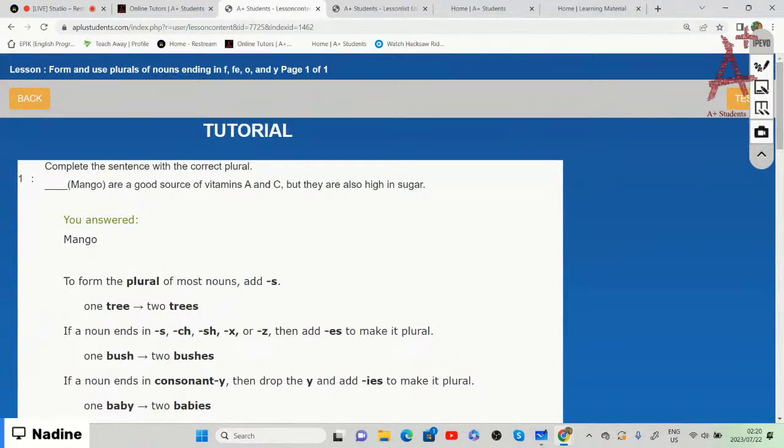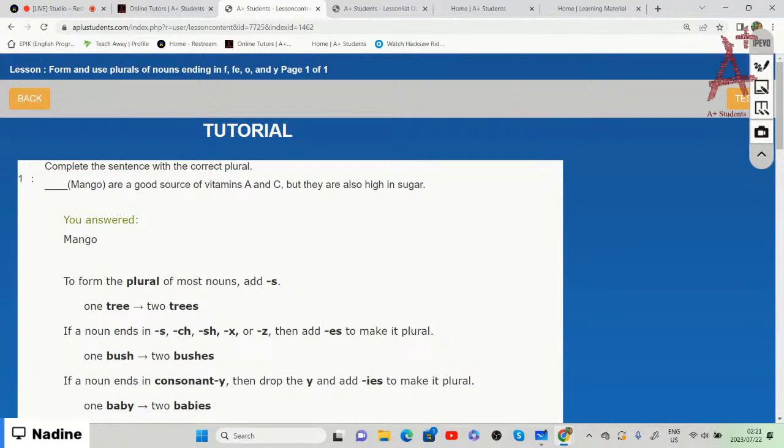All right, so remember we said that to form a plural of most nouns, we basically just add an s, right? But if, for example, the noun ends in s, ch, x, or z, then you need to add an es to make it plural, right? And here we have an example of bush and two bushes.